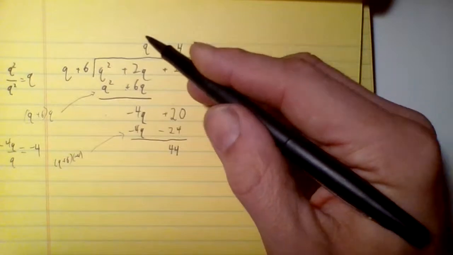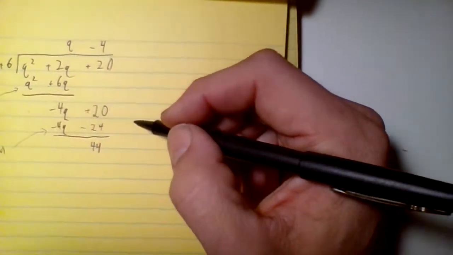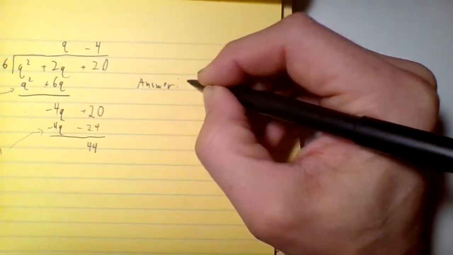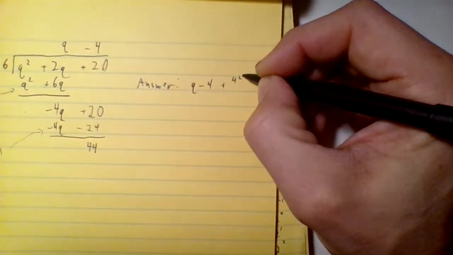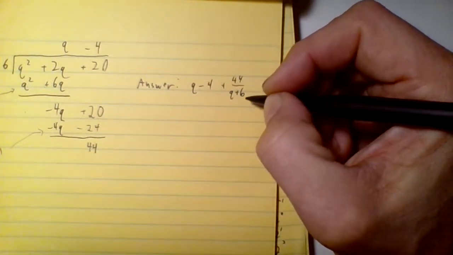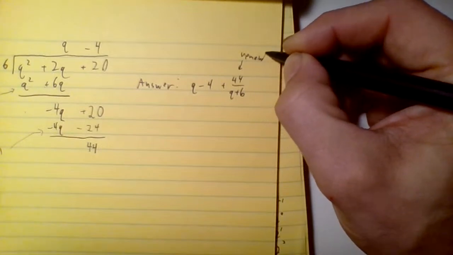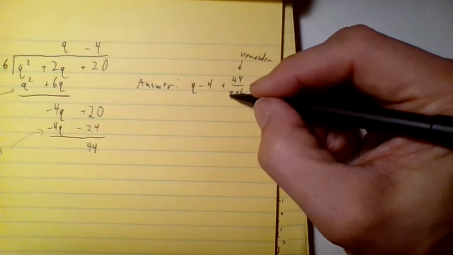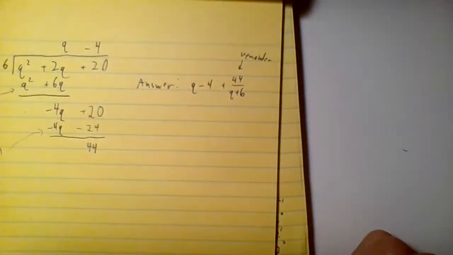The answer to this has a remainder on it, so we write this in fraction form. The answer will be q minus 4 plus the remainder over q plus 6. This fraction part of it, you're going to have anytime the remainder is not 0, you've got a piece of it that just can't be divided by q plus 6, so it stays in that fraction form. That's the appropriate way to write the answer out.